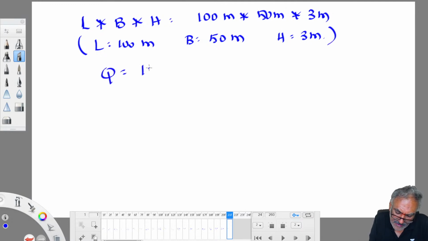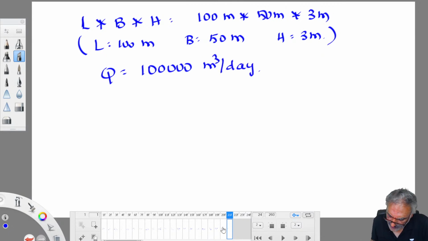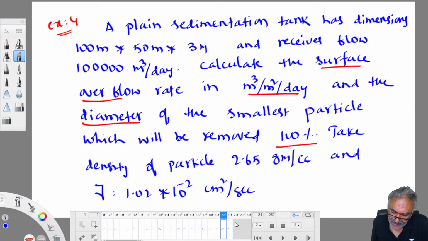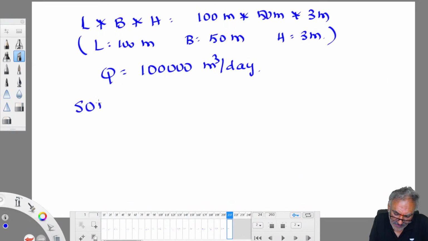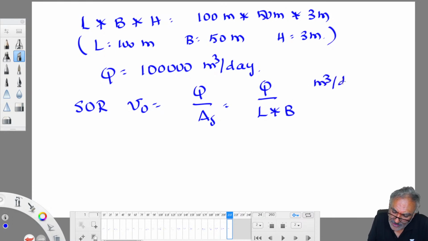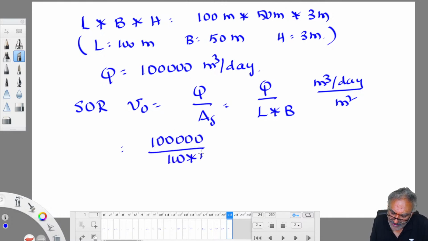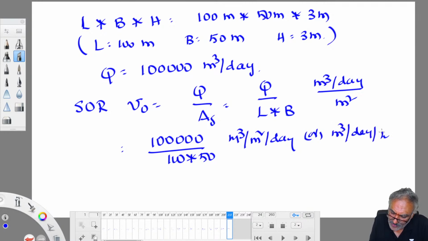And Q value is given as 1 lakh cubic meter per day. And you have been asked to find out first the surface overflow rate in meter cube per meter square per day. So surface overflow rate V naught is equal to Q by surface area. Rectangular tank surface area is L into B. So substitute Q in meter cube per day, and this is in meter square. Automatically you will get answer in meter cube per day per meter square. So it is 1 lakh by 100 into 50. You can write meter cube per meter square per day, or meter cube per day per meter square. Both are same only.